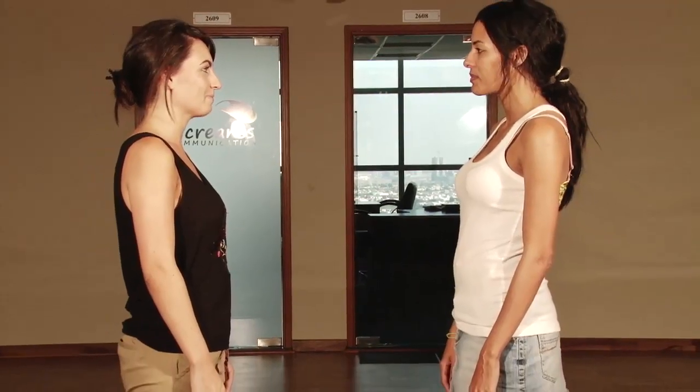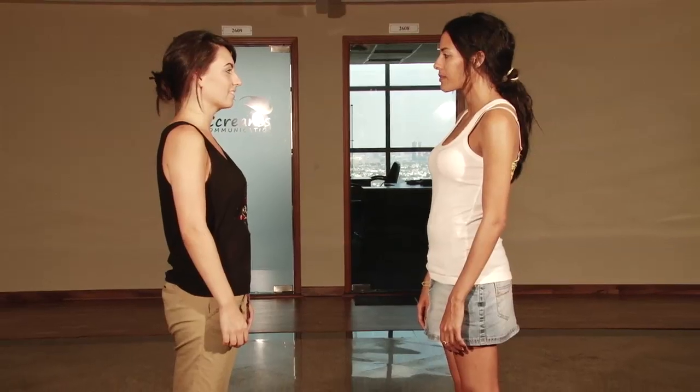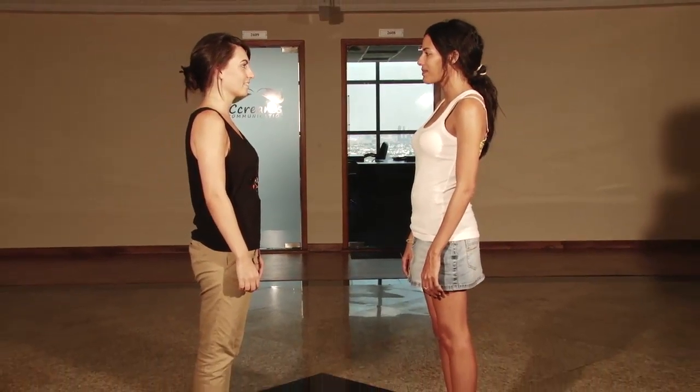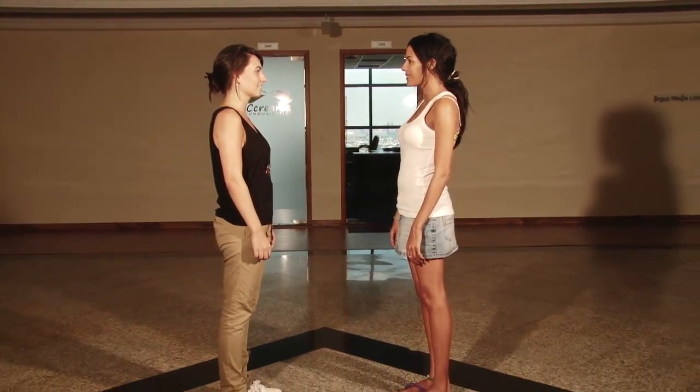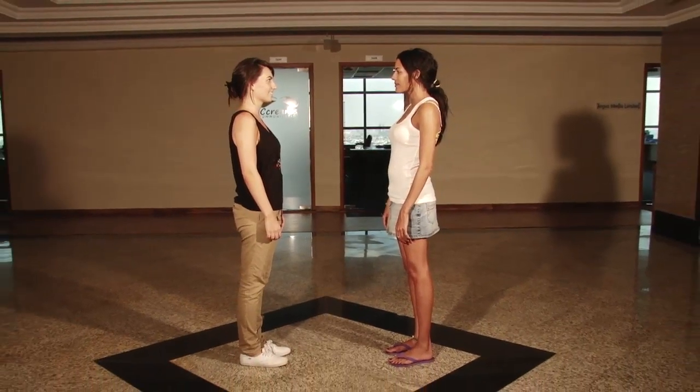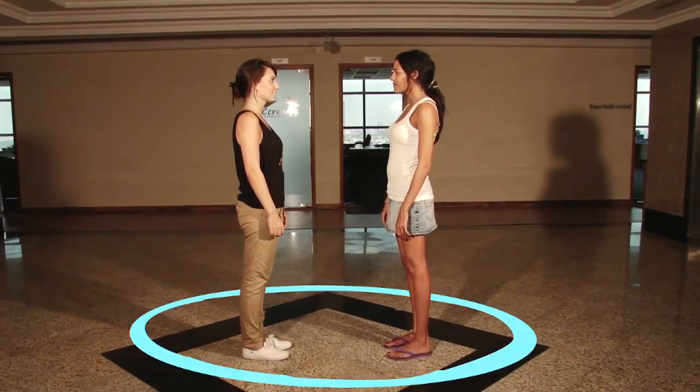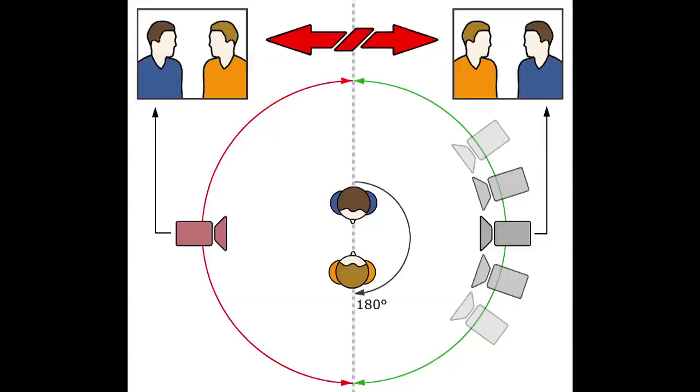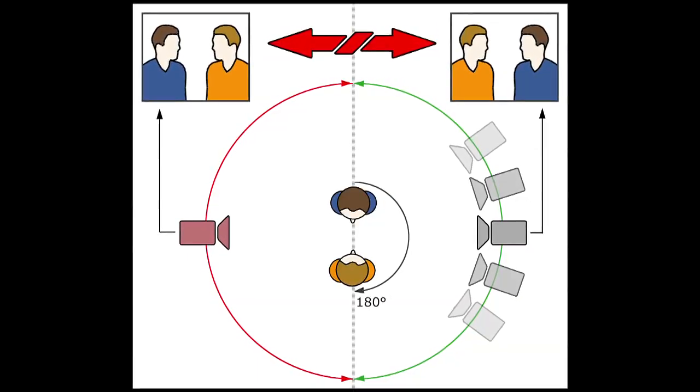The 180-degree rule, or line of axis, or axis line, is one of the fundamental rules of cinematography that should never be disregarded unless doing it for effect. It states that in filmmaking, two characters in a scene should always have the same left-to-right relationship with each other.